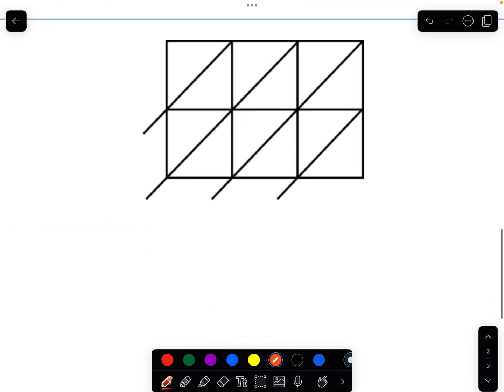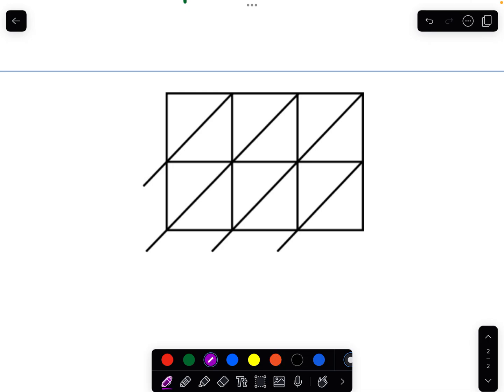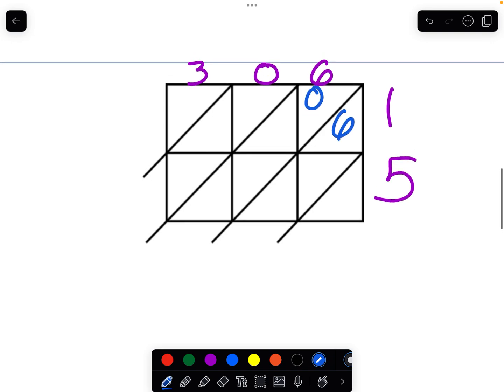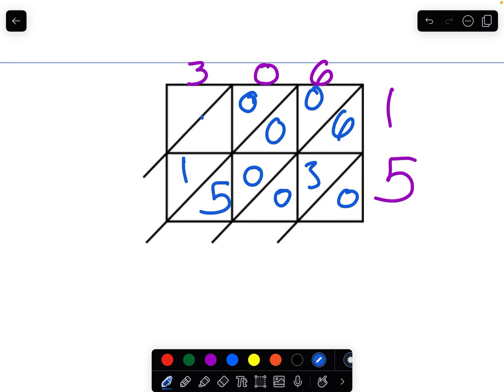Let's just do one more just for kicks. Let's do 306 times 15. I'm going to just get right to it. 6 times 1, that's 6. 5 times 6, that's 30. Going to go over here. 5 times 0, that's 0. Going to go over here. 1 times 0, that's also 0. Now over here, 5 times 3, that's 15. Going to this section, 3 times 1, that's 3.